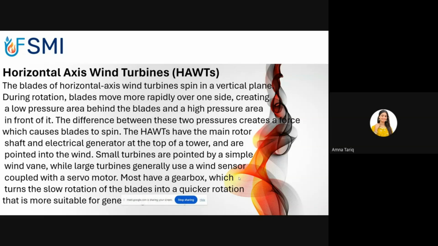and electrical generator at the top of the tower, and is pointed into the wind. Small turbines are pointed by a simple wind vane, while large turbines use a wind sensor coupled with a servo motor. Most have a gearbox which turns the slow rotation of the blades into quicker rotations that are more suitable for generation of electricity. So this is a horizontal axis wind turbine, with the help of which we generate electricity.